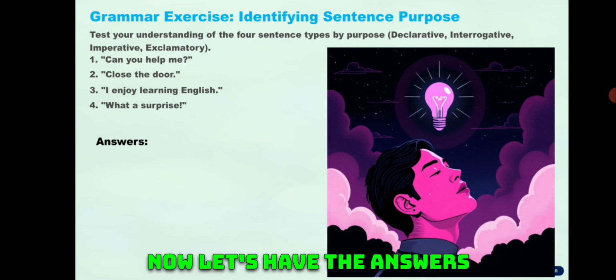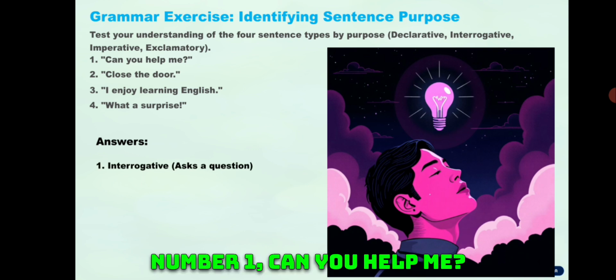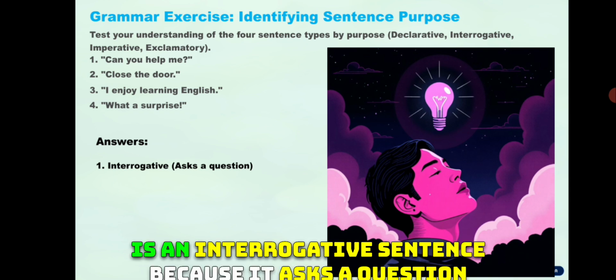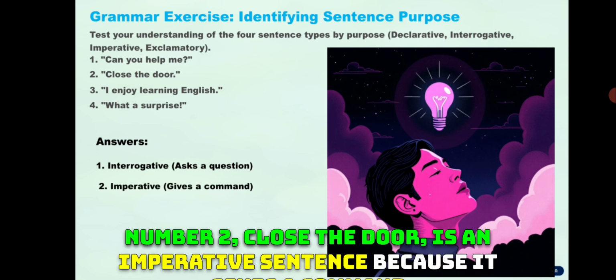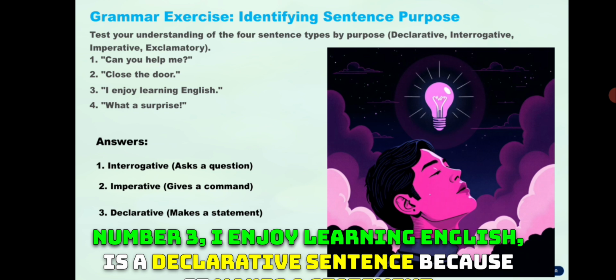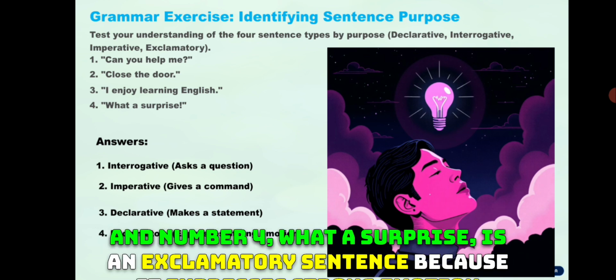Now, let's have the answers. Number 1, can you help me? Is an interrogative sentence because it asks a question. Number 2, close the door is an imperative sentence because it gives a command. Number 3, I enjoy learning English is a declarative sentence because it makes a statement. And number 4, what a surprise is an exclamatory sentence because it expresses strong emotion.